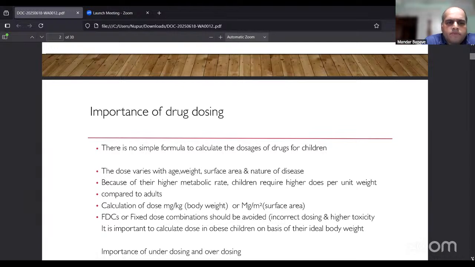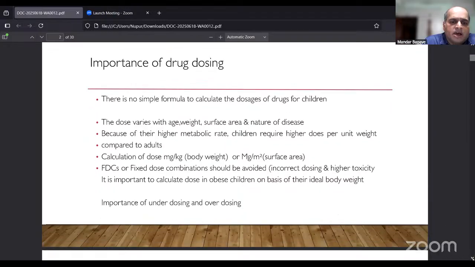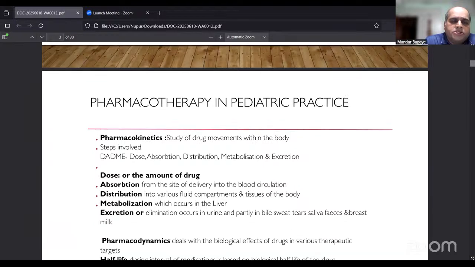Also, an important part of drug dosing is that fixed drug combinations should be avoided. They should be avoided because of incorrect dosing and the higher toxicity they can give rise to. For example, if there is cough, cold and fever, and there is a combination of paracetamol and antihistamine, the antihistamine has a shorter half-life. The paracetamol has a different half-life. Therefore, we cannot give the fixed drug combination.